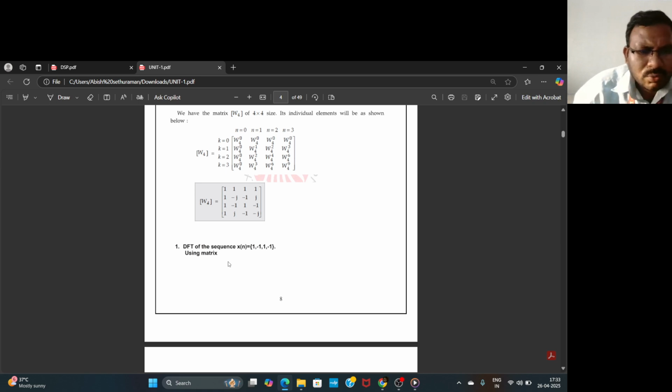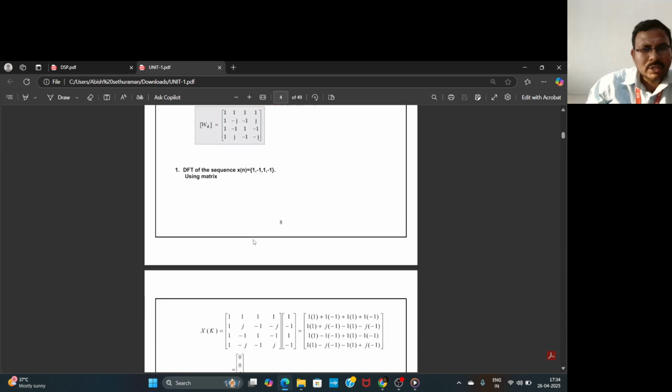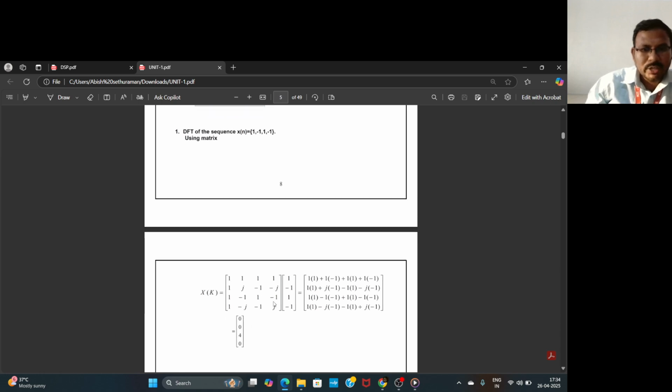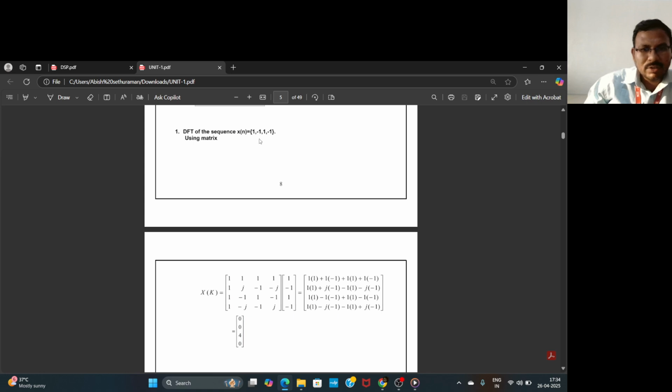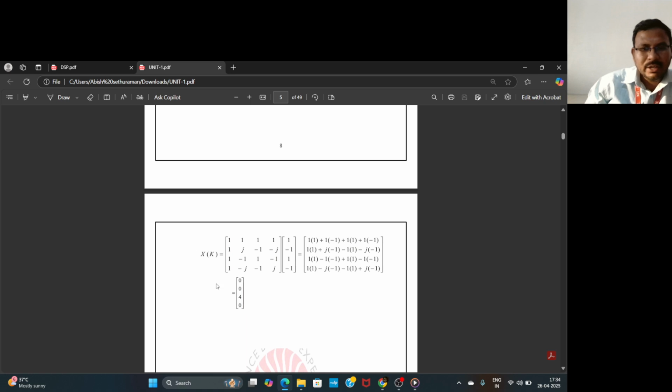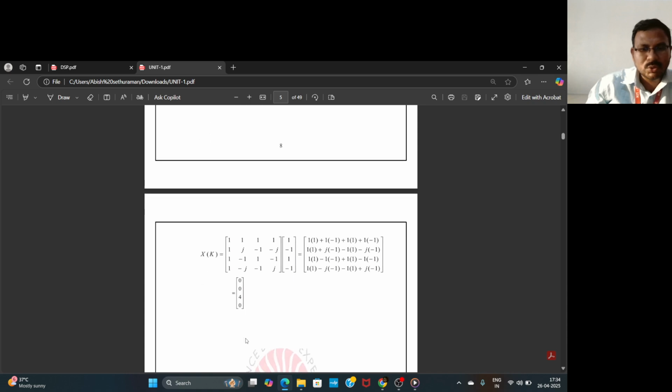Now we have seen one example problem, the DFT of the sequence x of n equal to 1, minus 1, 1, minus 1, using the matrix method. This is the formula: X of k equals W n into x of n. Here we substitute the twiddle factor values for W n, then our input values 1, minus 1, 1, minus 1. After the normal row and column wise multiplication and addition, the output value of the given problem is X of k equal to 0, 0, 4, 0.